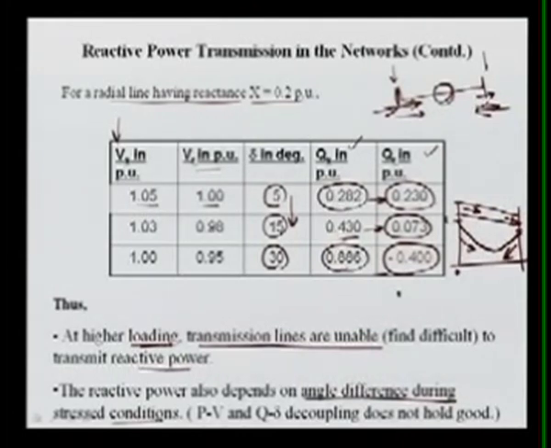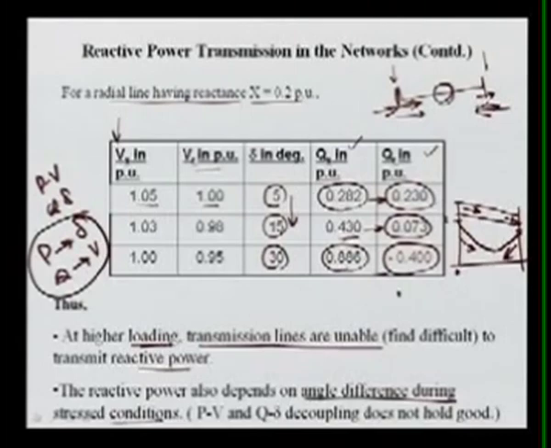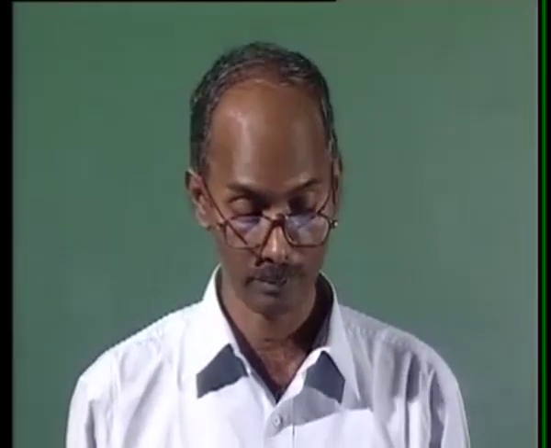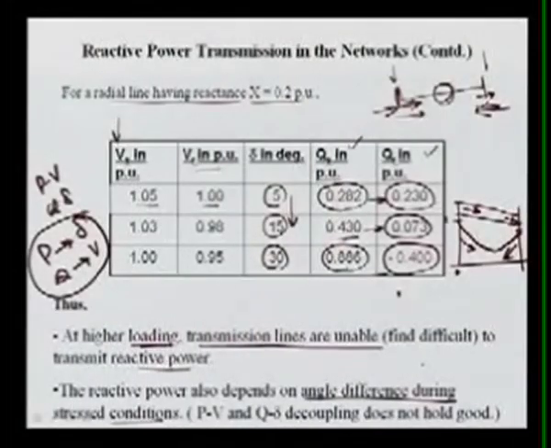Normally, you know that in load flow we take the P-delta and Q-V decoupling, meaning we assume P is coupled with delta and Q is coupled with V, and based on that we normally go for decoupled load flow or fast decoupled load flow analysis. But in stress cases, it is not possible to take this decoupling, and then we have to go for the intact system without considering the decoupling as well.